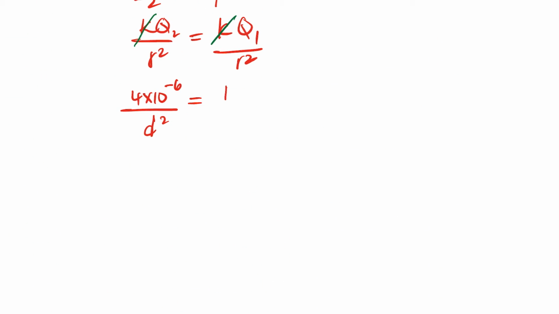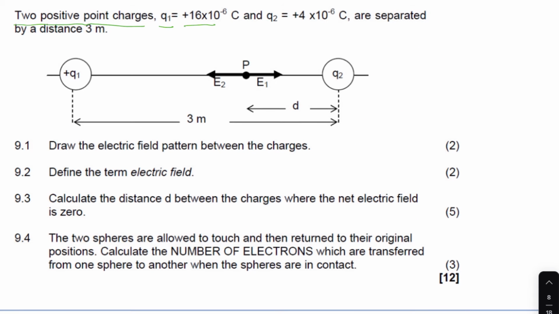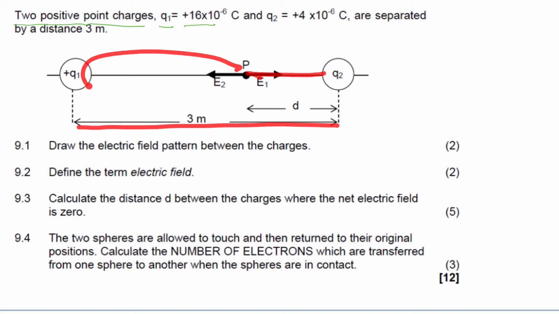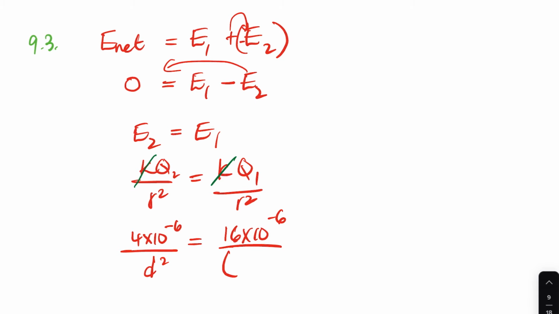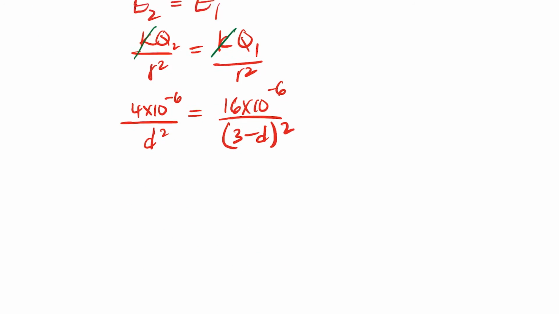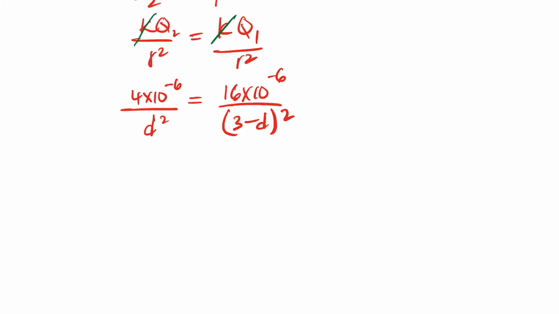So it's 16 times 10 to the power negative 6, divided by the distance between them. If you're looking, this distance here between the two is going to be 3 minus d, so that distance from there to there is 3 minus d meters. So we substitute that, it's (3 minus d) squared. And then guys, in order for you to have an easy calculation here, instead of going to a quadratic equation and all that, you can just put a square root here.